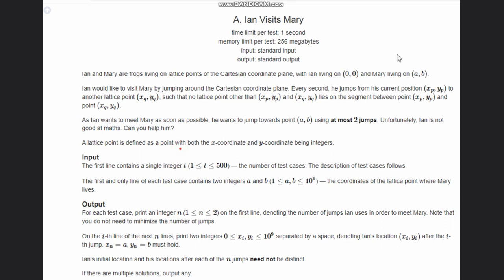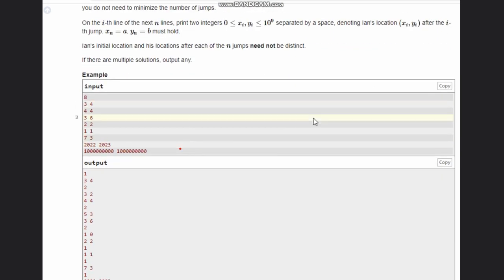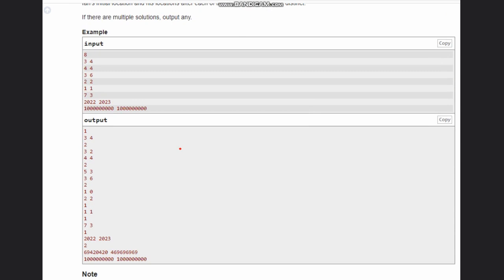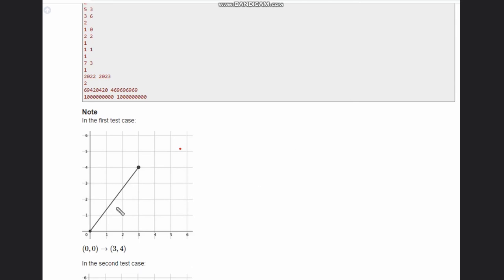So this is the input format, and let's see an example to understand. In this case, he has to visit this point. And as you can see, using this direct jump, frog Ian can't cut any lattice points. This point, this point, here, all are escaped. So you can use just one jump and reach there. Let's see another example.